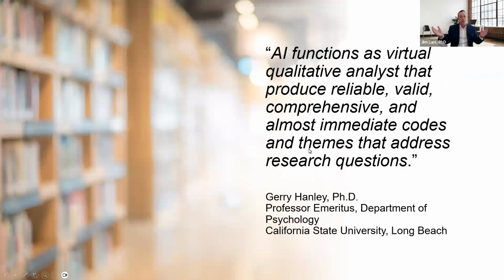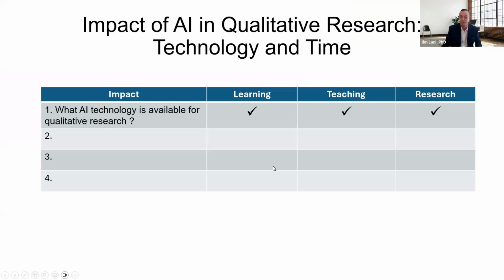So AI functions as a virtual qualitative analyst that produces reliable, valid, and comprehensive results and almost immediate codes and themes that address research questions. Although we're going to highlight vetting all of the AI output, it's pretty fast and comprehensive.